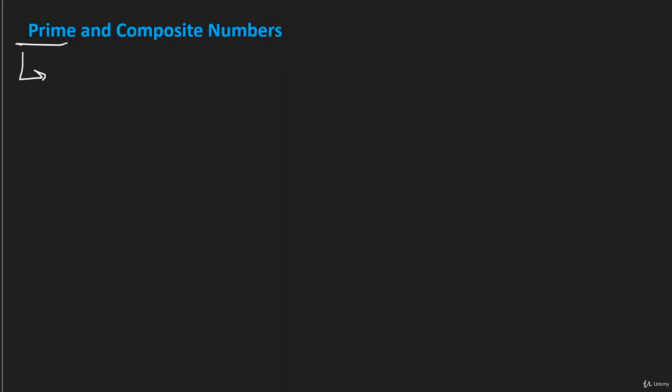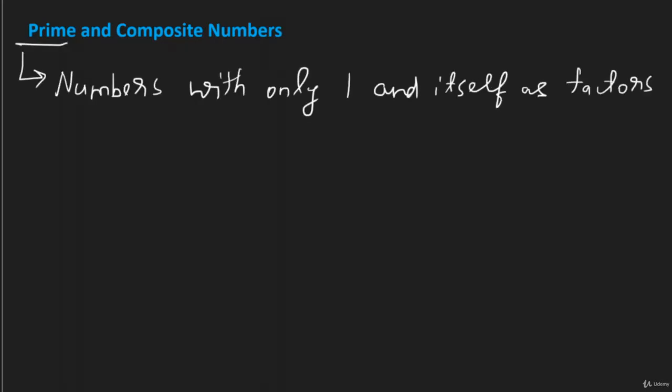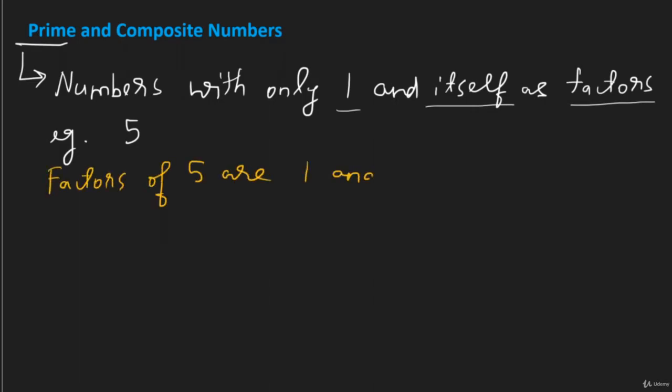These are numbers with only 1 and itself as factors. Only 1 and itself. Let's take an example. Say you take the number 5. What are the numbers that can divide 5 in a perfect manner? You will see that the factors are only 5 and 1. What do I mean with that?